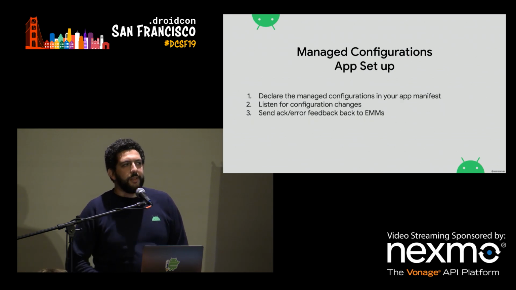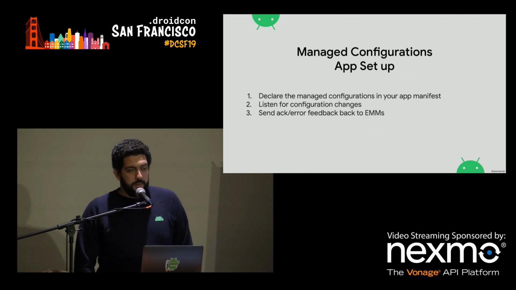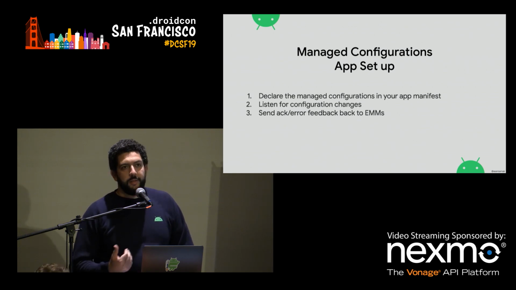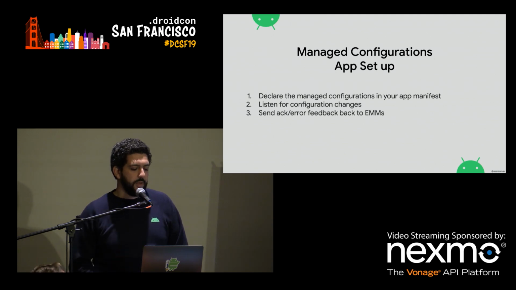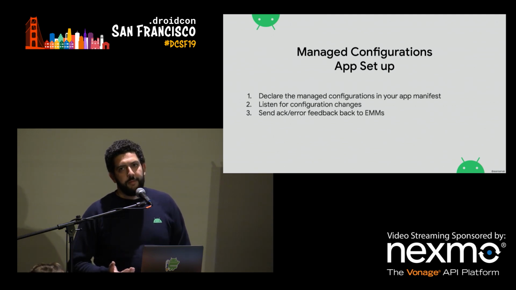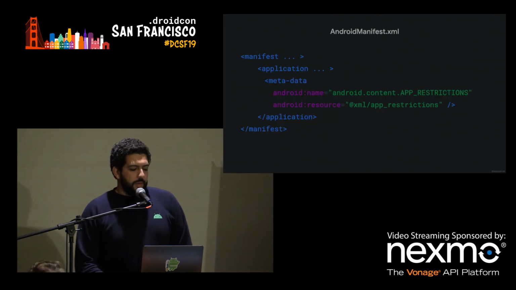Okay, so how do you set that up in your app? It's actually really simple. There's like 3 steps that you have to go through. The first is expose or declare those configurations that you want to be able to customize, and then listen for any configuration changes that come from the remote APIs, and then send back feedback of whether you've set those settings correctly or not. So let's have a look at the first step.